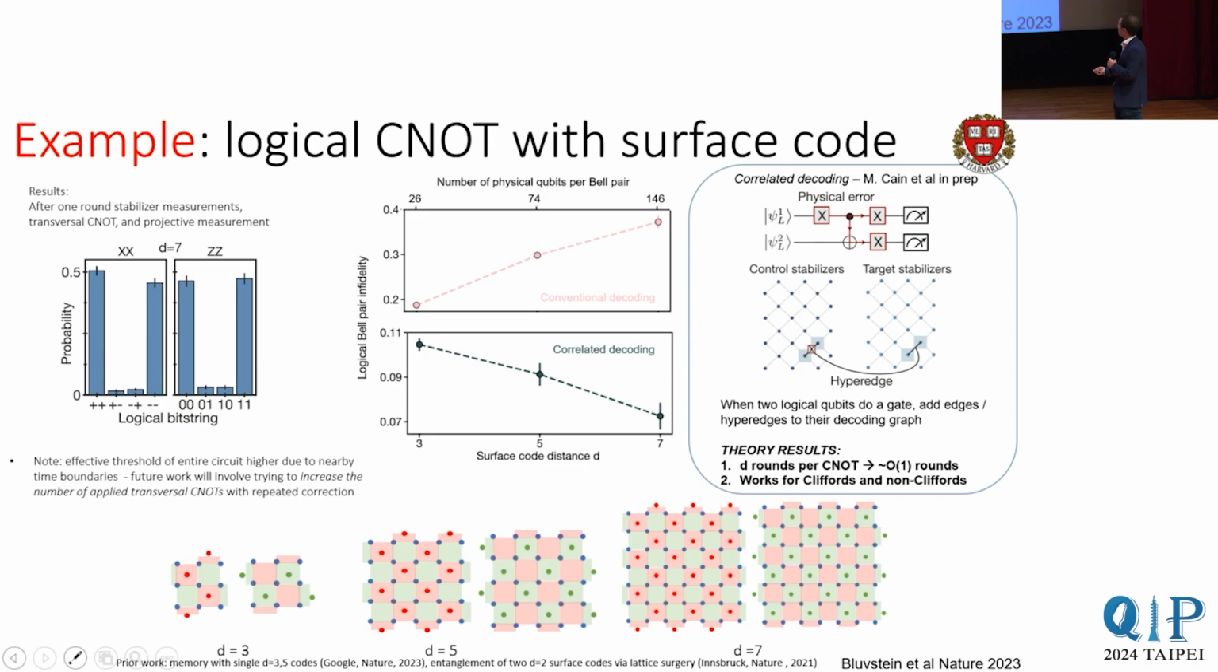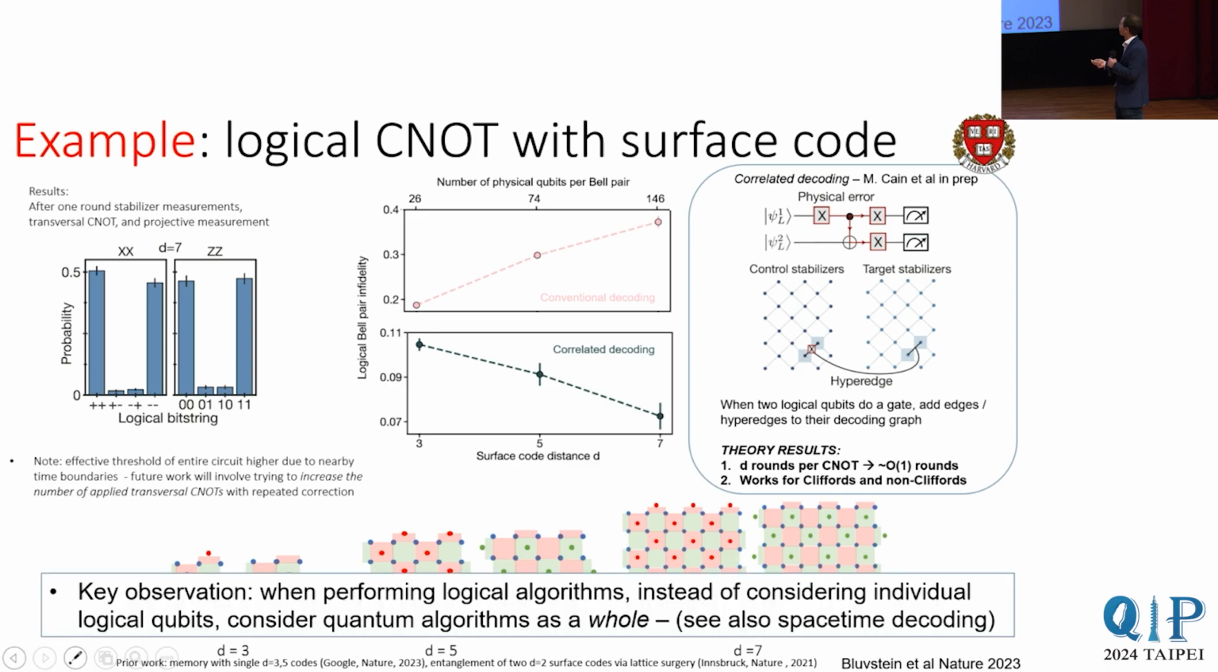Some kind of theoretical results is that this allows us to take, theoretically, going from something like having to do D rounds per C0 every time we do a logical operation, now closer to something on the order of 1 round per C0, which can have large savings in the algorithm. And it also works both for Cliffords and in some cases, it can also work for non-Cliffords.